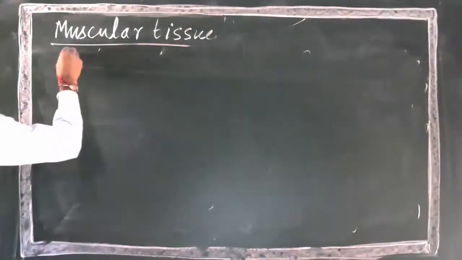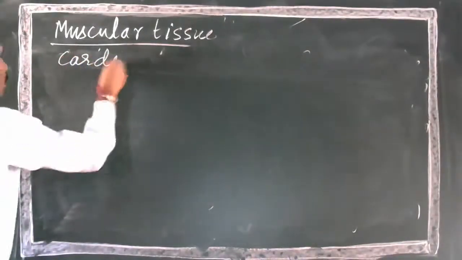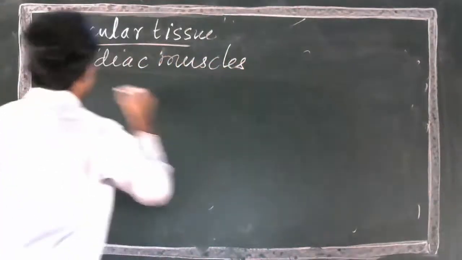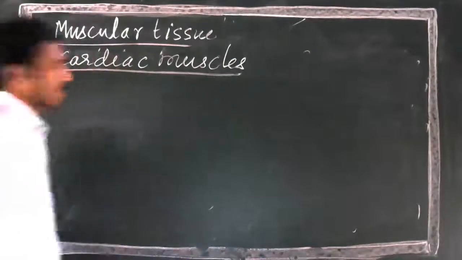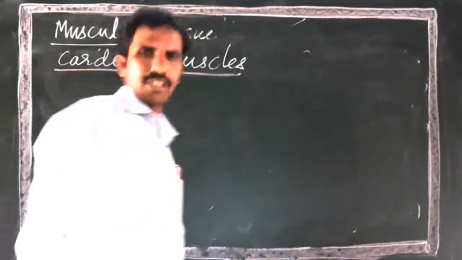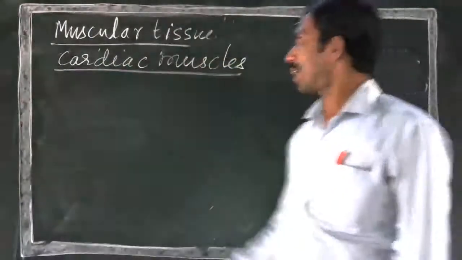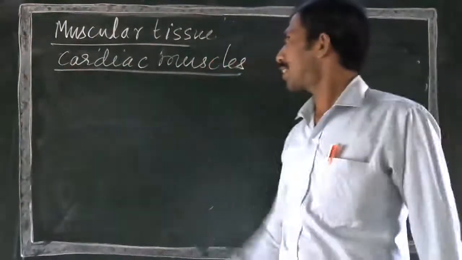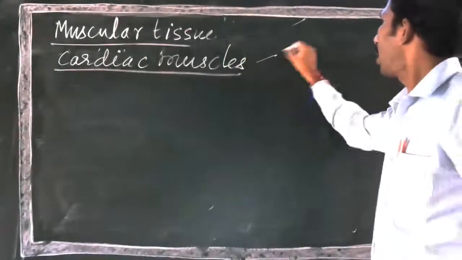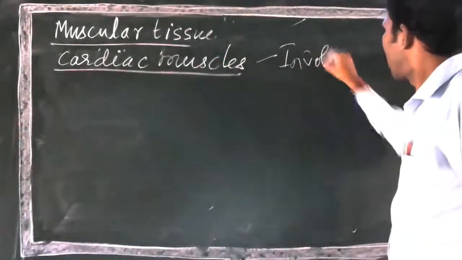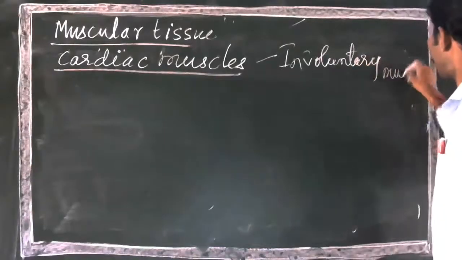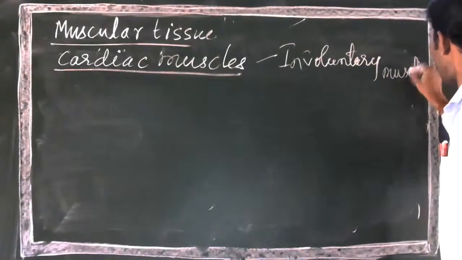So next is cardiac muscles. Cardiac, C-A-R-D-I-A-C. Cardiac muscle. This is also an involuntary muscle. Cardiac muscle is also called involuntary muscle.